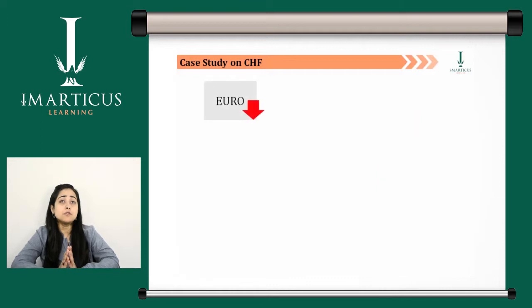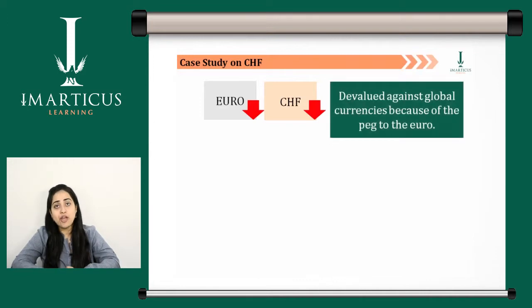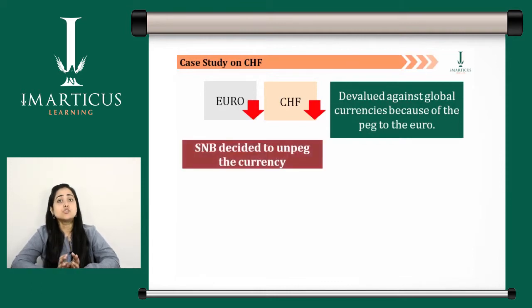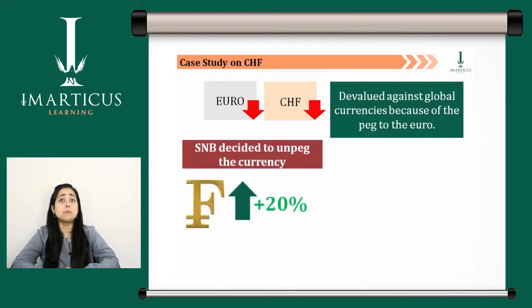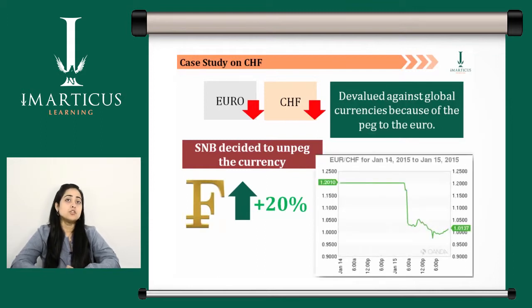Now, due to the depreciation of the euro because of the recent euro debt and Greek crisis, the value of the Swiss franc also saw a decline over a period of time. This resulted in the Swiss franc being devalued against the global set of currencies only because of its peg to the euro. On Jan 15, 2015, the Swiss National Bank suddenly decided to unpeg the currency, resulting in a 20+% price change within a day, from around 1.2010 CHF per 1 euro to just less than 1 CHF per 1 euro. This showed the true value of the Swiss franc against the global market.